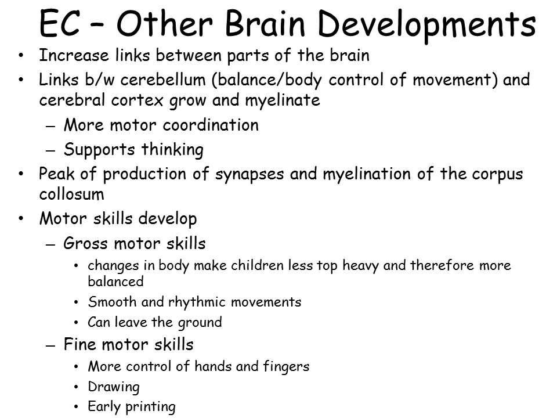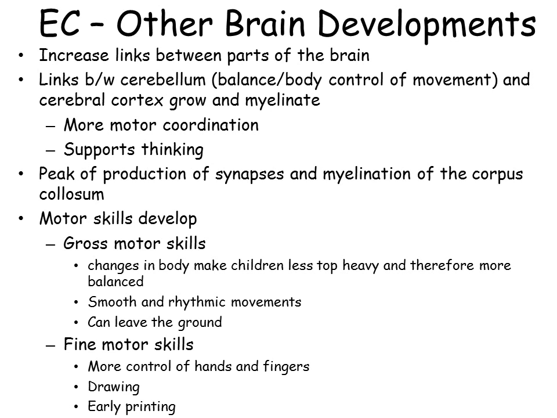Other brain developments. They're starting to link parts of the brain. The link between the cerebellum, which is balance and body control, and the cerebral cortex grows and myelinates. So they have more motor coordination and it supports thinking. This is the peak of production of the synapses and the myelination of the corpus callosum. And we see motor skills develop. And there's gross motor skills and fine motor skills. And you will need to know the difference.